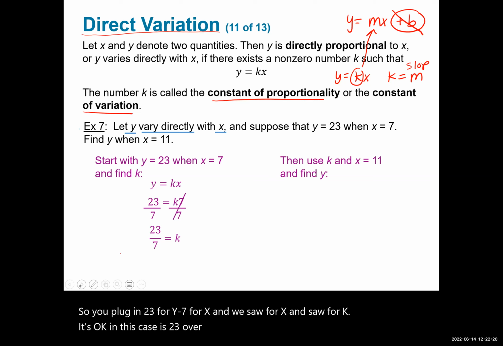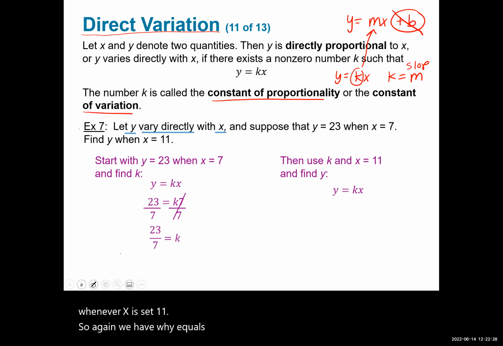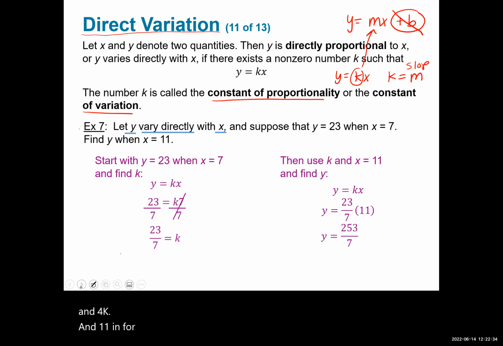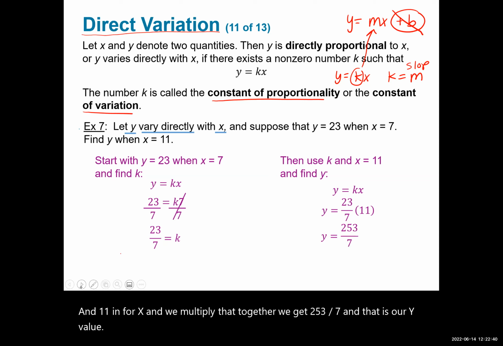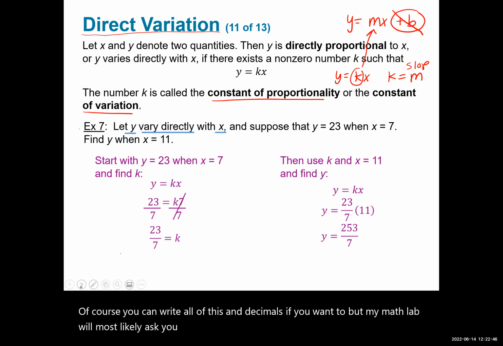So now we can use k to find out what our y is whenever x is 11. So again, we have y equals kx, but this time we're going to substitute 23 over 7 in for k and 11 in for x. And we multiply that together, we get 253 over 7, and that is our y value. Of course, you can write all of this in decimals if you want to, but my math lab will most likely ask you to leave it in fraction format.